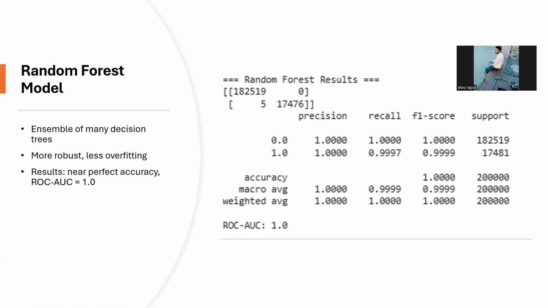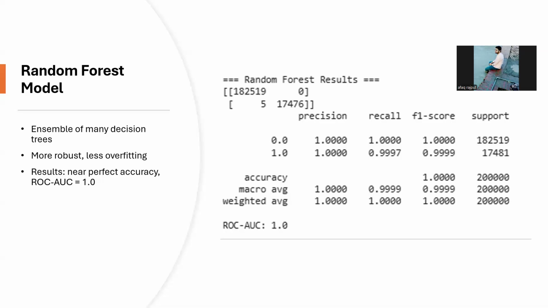So in that slide, you can see on the right side, they are showing an ensemble of many decision trees: more robust, less overfitting, and results near perfect accuracy. Visuals are a random forest diagram, many trees combined. Our second model was random forest.